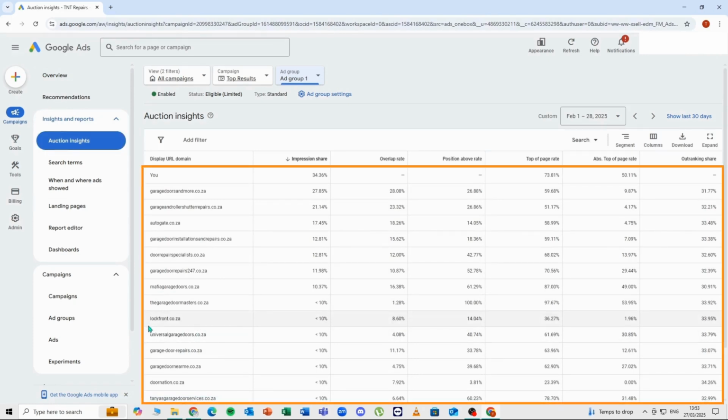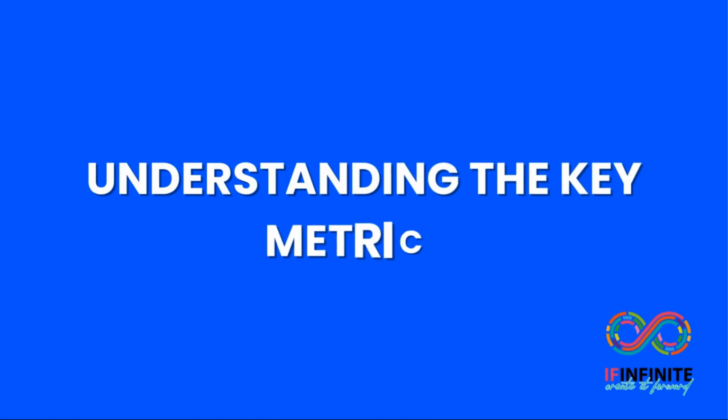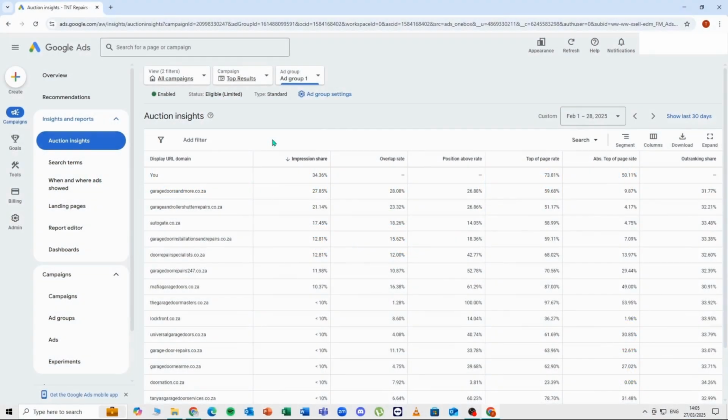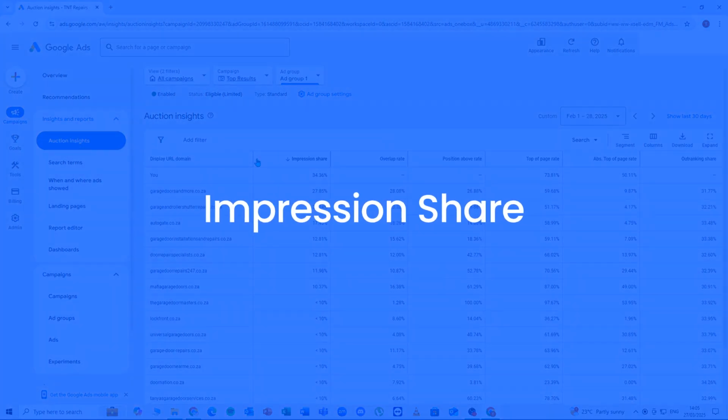Here you'll see the data that's showing you how often your ads appear, how they rank against your competitors, and most importantly, where you can improve. Now, let's go over the most important metrics of this report. Just notice that you can look at certain periods. So currently this is just looking at the month of February 2025. Okay, so first up we've got impression share.